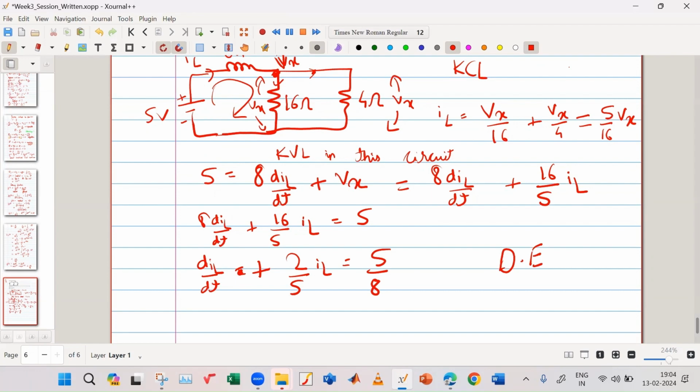Now I have to solve it. There is one method which I think Bhavna told about: dy by dx plus Py equal to Q. That method is only applicable for first order differential equations, and this is a first order differential equation, so you can apply that method. But what I'll try to do here is use the method which I just showed.